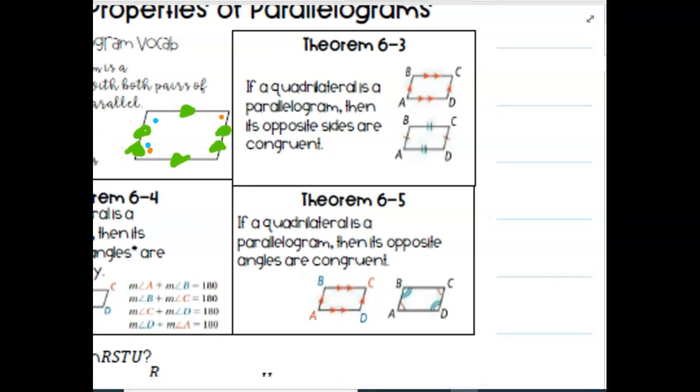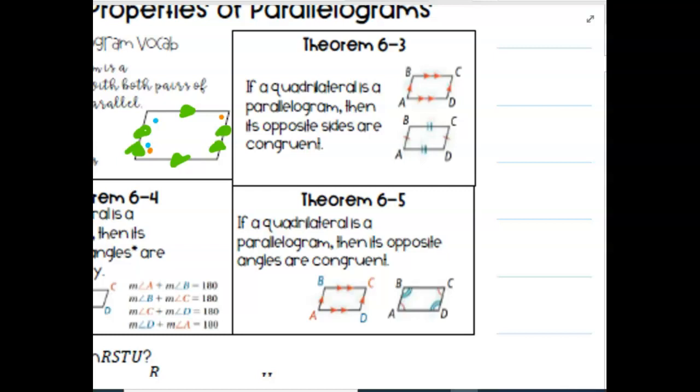So these theorems, all of them, except the last one, are saying, okay, if a shape is a parallelogram. So I have a shape. I know it's a parallelogram. Here's some things that these theorems tell us. So the first one, if a quadrilateral is a parallelogram, then the opposite sides are not only parallel, they're congruent. So they're the same length.